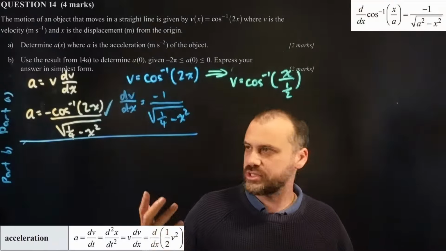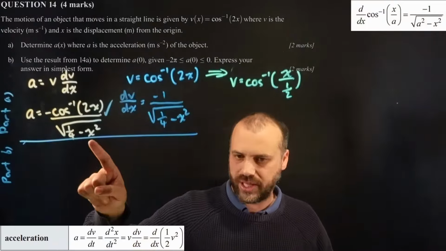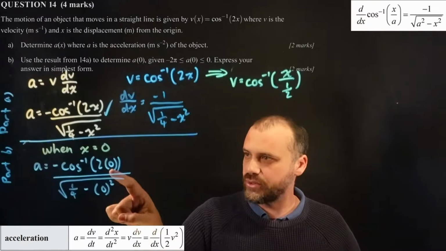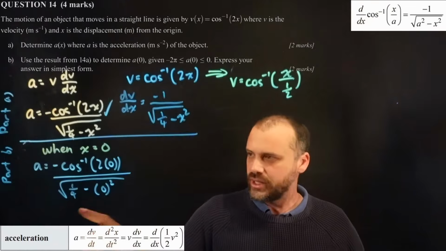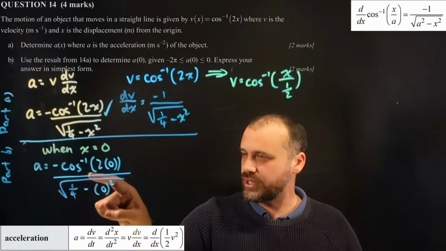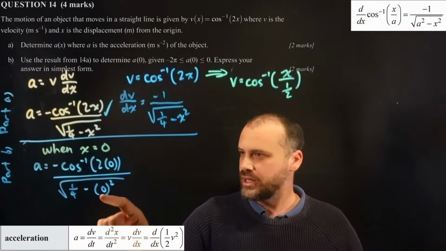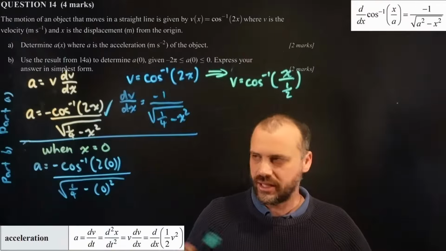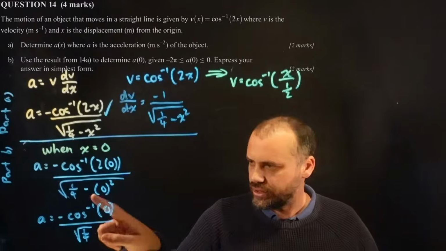All right, so let's just sub in displacement 0 here. Very quickly, I've put 0 in everywhere x was. Now, this simplifies, obviously, because we've got negative inverse cos, just a 0 there, and we've also got a 0 here, so we're going to end up with root 1/4 on the bottom here. Let me just tidy this up. All right, so that's a little neater.